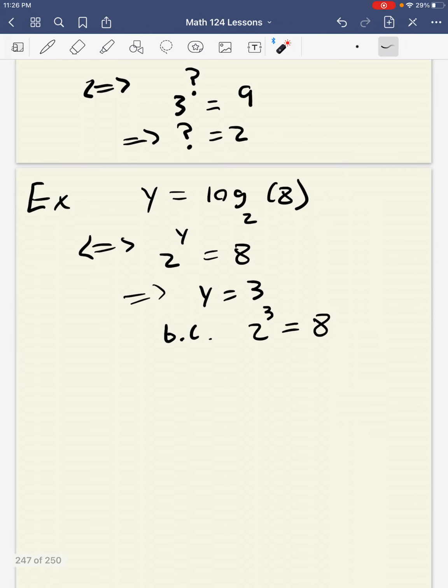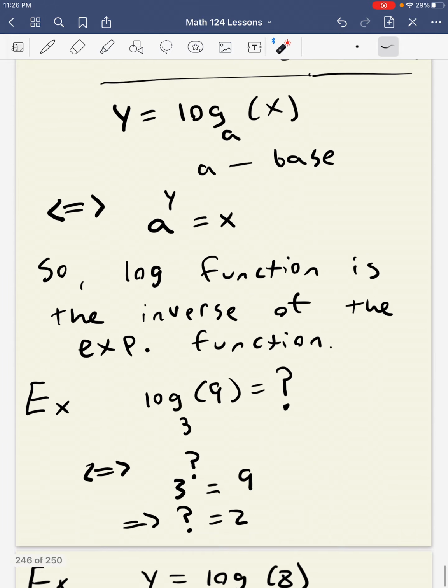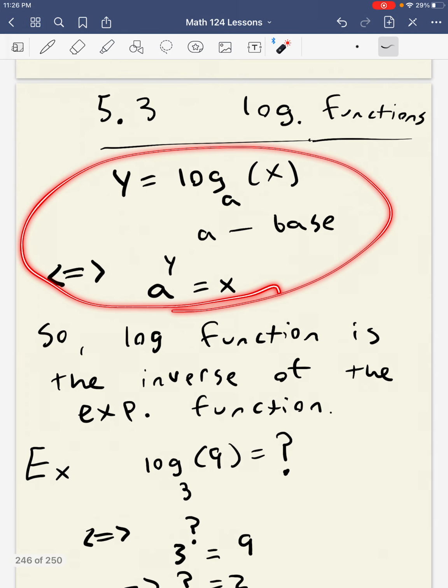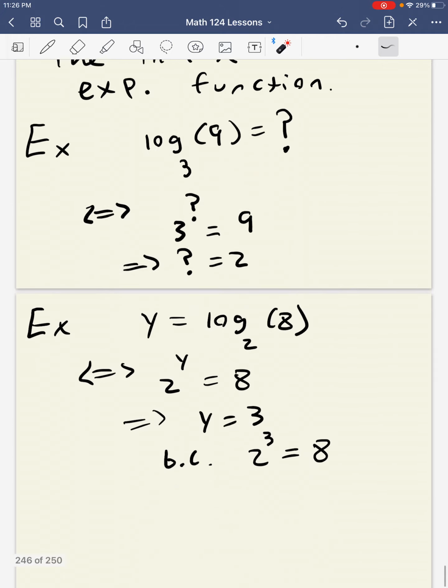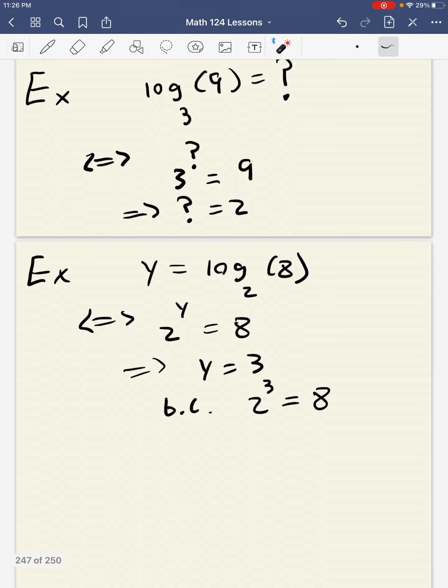Okay. So it's good to remember this equivalency. If you ever are tripped up with the logarithm, just rewrite it as an exponential equation. Okay, and with that, maybe try a few more examples.